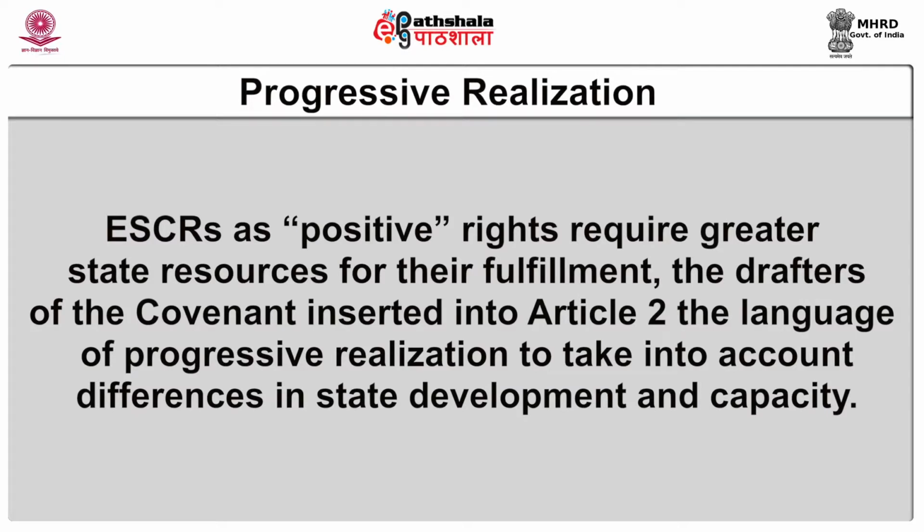There is a distinction between negative and positive rights. This distinction is contested and in many ways is problematic. How is it problematic? It is important to understand this distinction in the context of Article 2 of the ICESCR. ESCRs as positive rights require greater state resources for their fulfillment. The drafters of the covenant inserted into Article 2 the concept of progressive realization to take into account differences in state development and capacity. The core rights protected by the ICESCR are located within Articles 6 to 15.